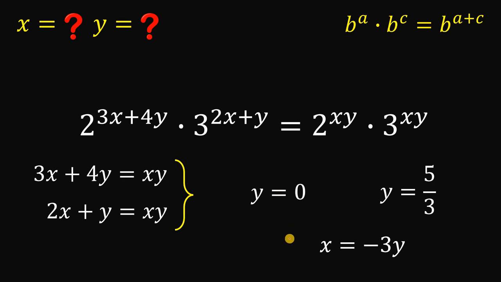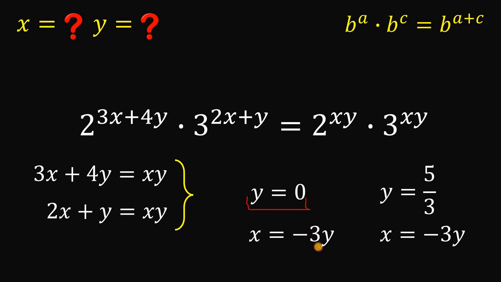Now, to solve for the value of x, take note that x must be equal to negative 3y. So, given the case that y is equal to 0, if we replace y with 0, negative 3 times 0 gives us x equal to 0. So, if y is 0, x must also be equal to 0. So, this is our first pair. This is the value of x and this is the value of y.